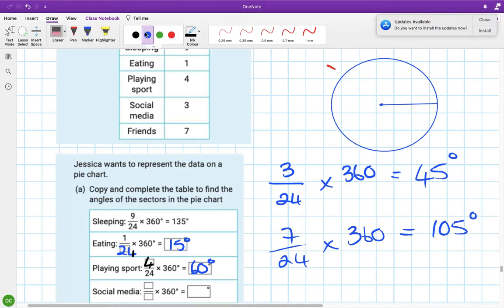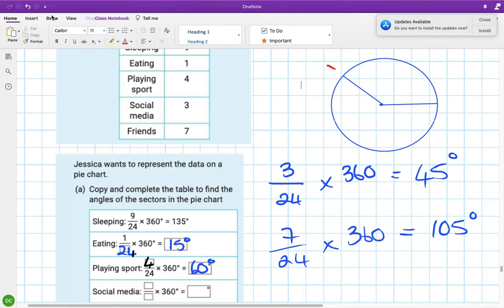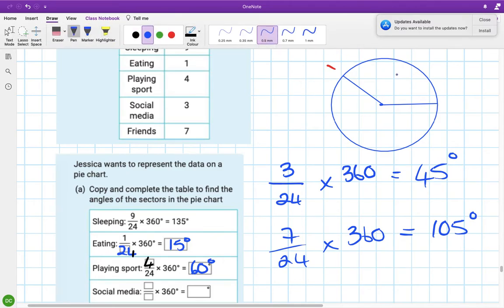Okay, and then you go from the center up to your mark. And that's, what was this? That's sleeping. Okay, then you put your protractor on this part of your line, your new line, and you're going to measure 15 degrees this way and just keep working your way around.